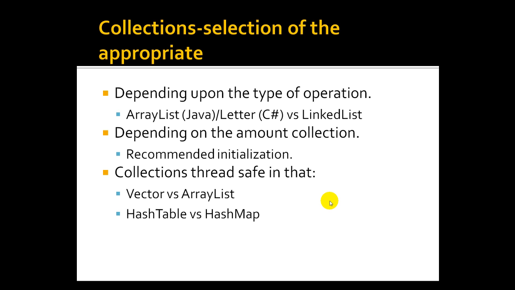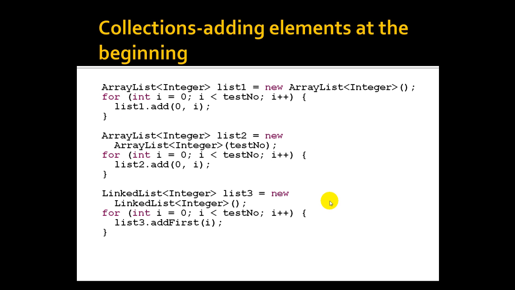Collections: selection of the appropriate collection. Depending upon the type of operation, array list versus linked list. Depending on the amount, collection recommended initialization. Collections thread safe: vector versus array list, hash table versus hash map. These are the three methods which will be compared in both languages, and the result table will be shown next.